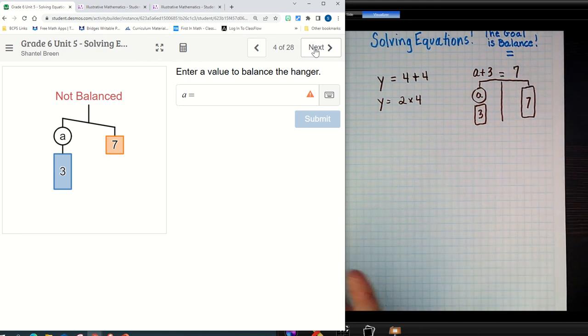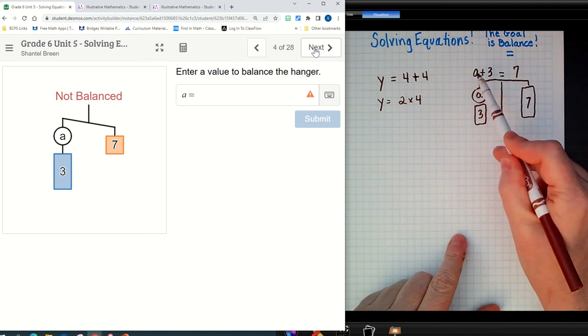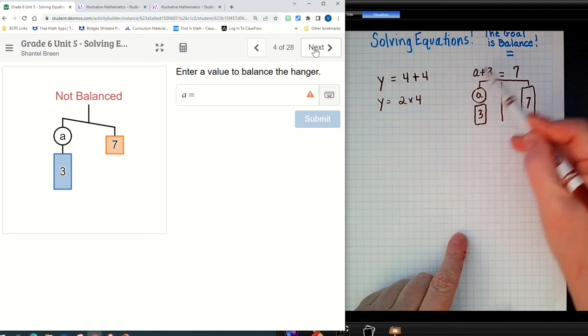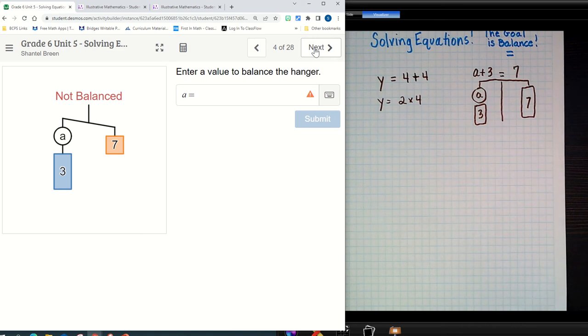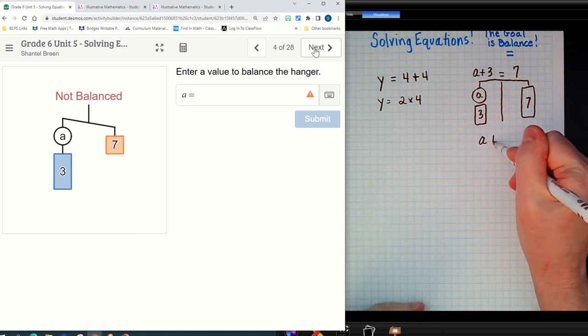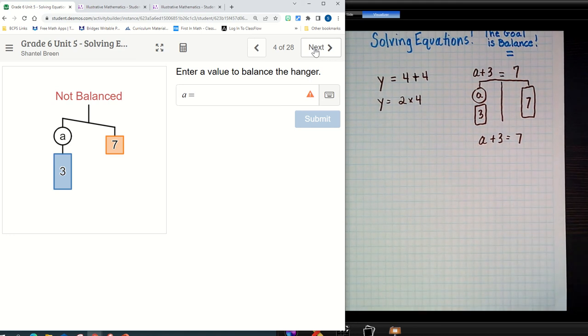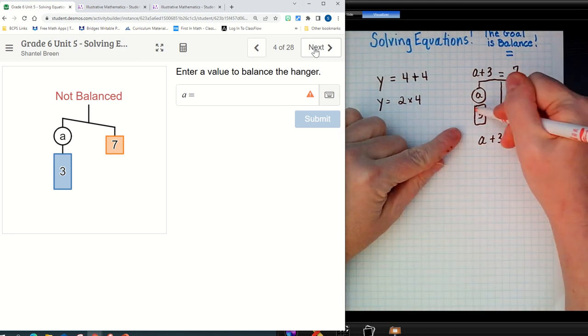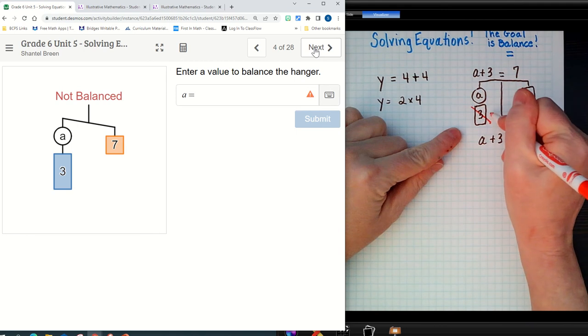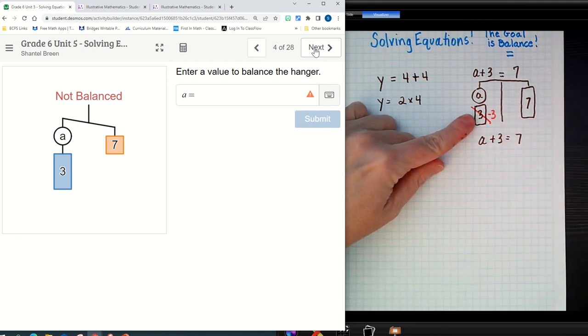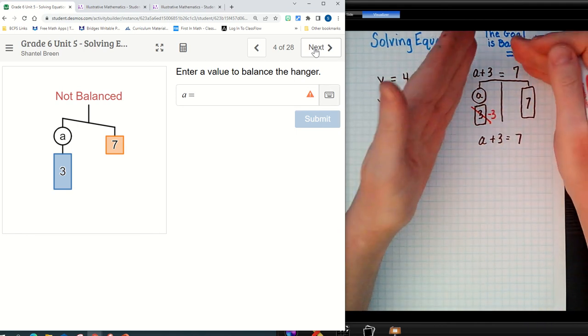Okay? Now, we can probably use our number sense to figure out that A is 4. Many of us are pretty good with that, but let me show you the steps so that when the numbers get larger, we have a process to figure out the missing number. All right, so we know that our equation is A plus 3 is equal to 7. So what I can do is remove my 3. I can actually take my 3 off the scale. If I take my 3 off the scale, my scale is going to tilt down towards the 7.